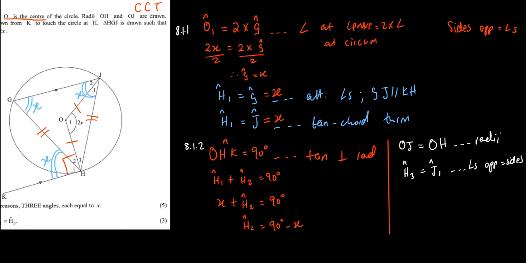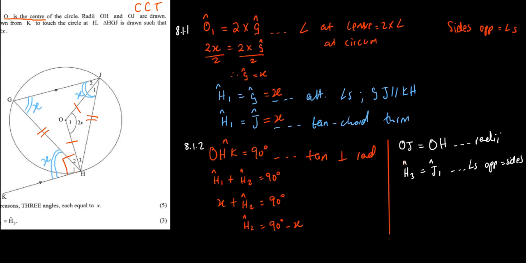You see here, you concluded that the angles are equal. That's why your reason starts with angles opposite equal sides. But if you conclude that the sides are equal due to the angles, you say sides opposite equal angles. Ne? Just remember it that way. If I conclude that sides are equal, my reason must start with sides. If I conclude that angles are equal, my reason must start with angles.